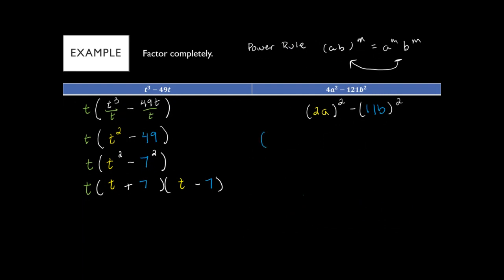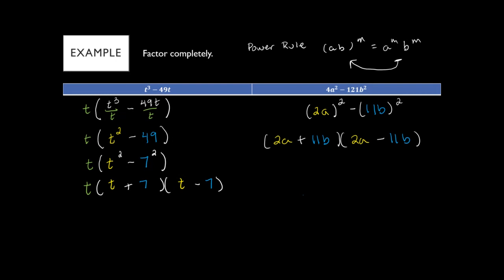So when we factor this, we have 2a, then that's going to be in the front. And then 11b is going to be in the back.